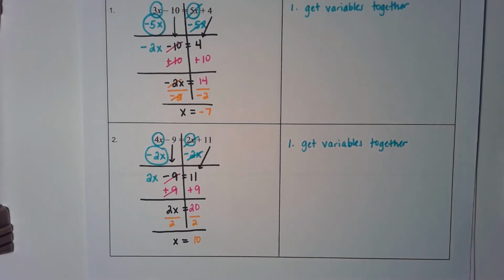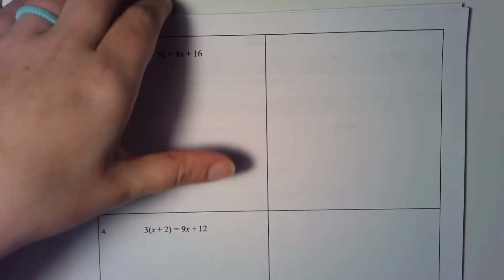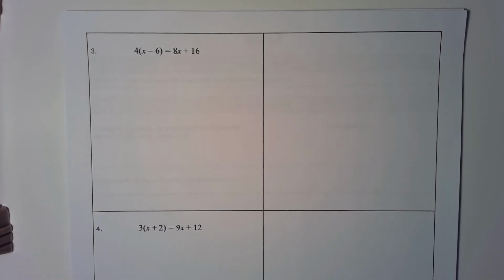Other than that, we solve the rest of the problem the exact same way that we've been solving. Let's take a look at another example. Now, this example, you're going to notice that we have a parentheses, and we haven't done a problem like this before. So let's talk through this.